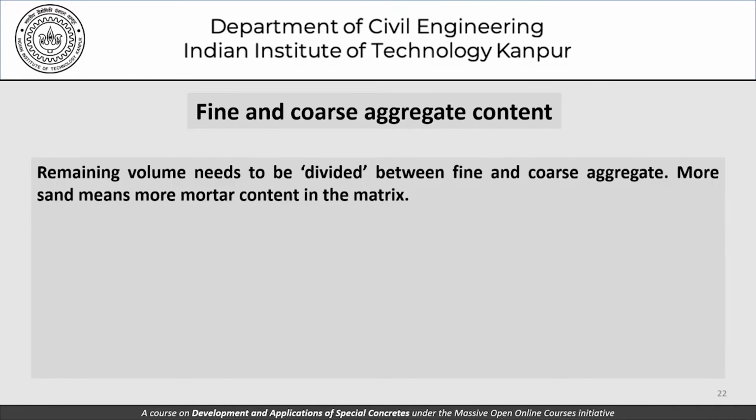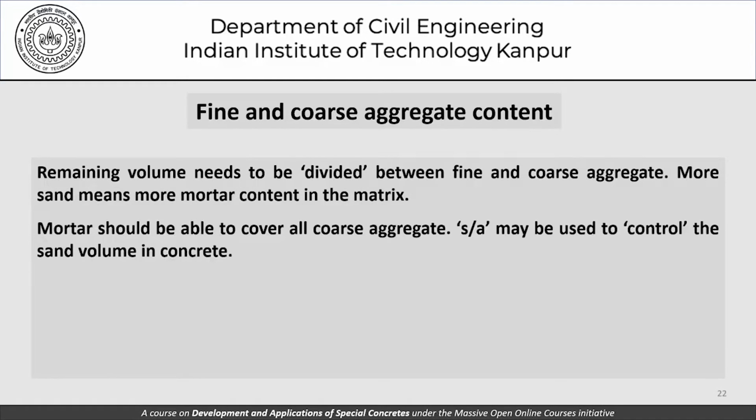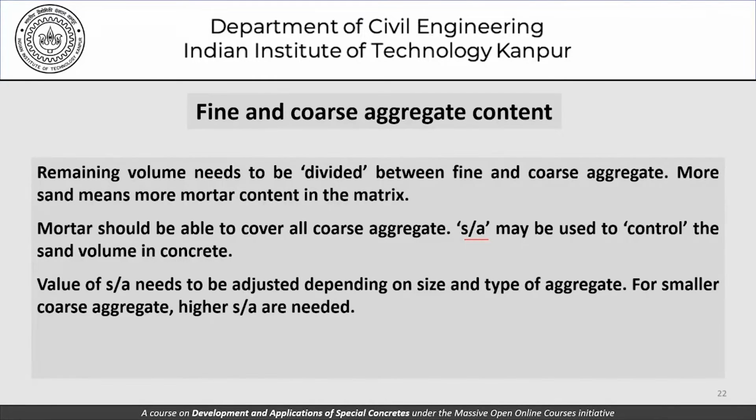More sand means more mortar in the matrix. We know that mortar should be able to cover all coarse aggregate. S by A may be used to control the sand volume in the concrete and thereby the mortar content. The value of S by A needs to be adjusted depending on the size and type of aggregate. For smaller aggregate, a higher S by A is needed. Simple reason: if the coarse aggregate size is smaller, the surface area that the mortar has to cover is more, more mortar is required, and you will get more mortar if you use a higher S by A.